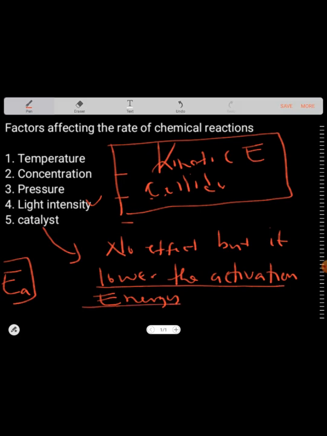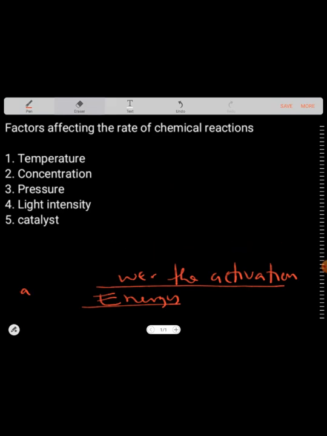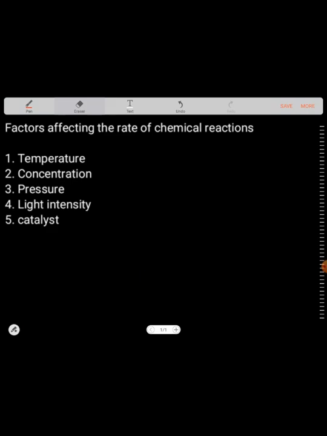That's all. I forgot one more factor, which is the factor of surface area. I forgot that one, so I'll just write it down there. Another factor, factor number 6, is surface area. How does surface area affect the rate of chemical reaction?